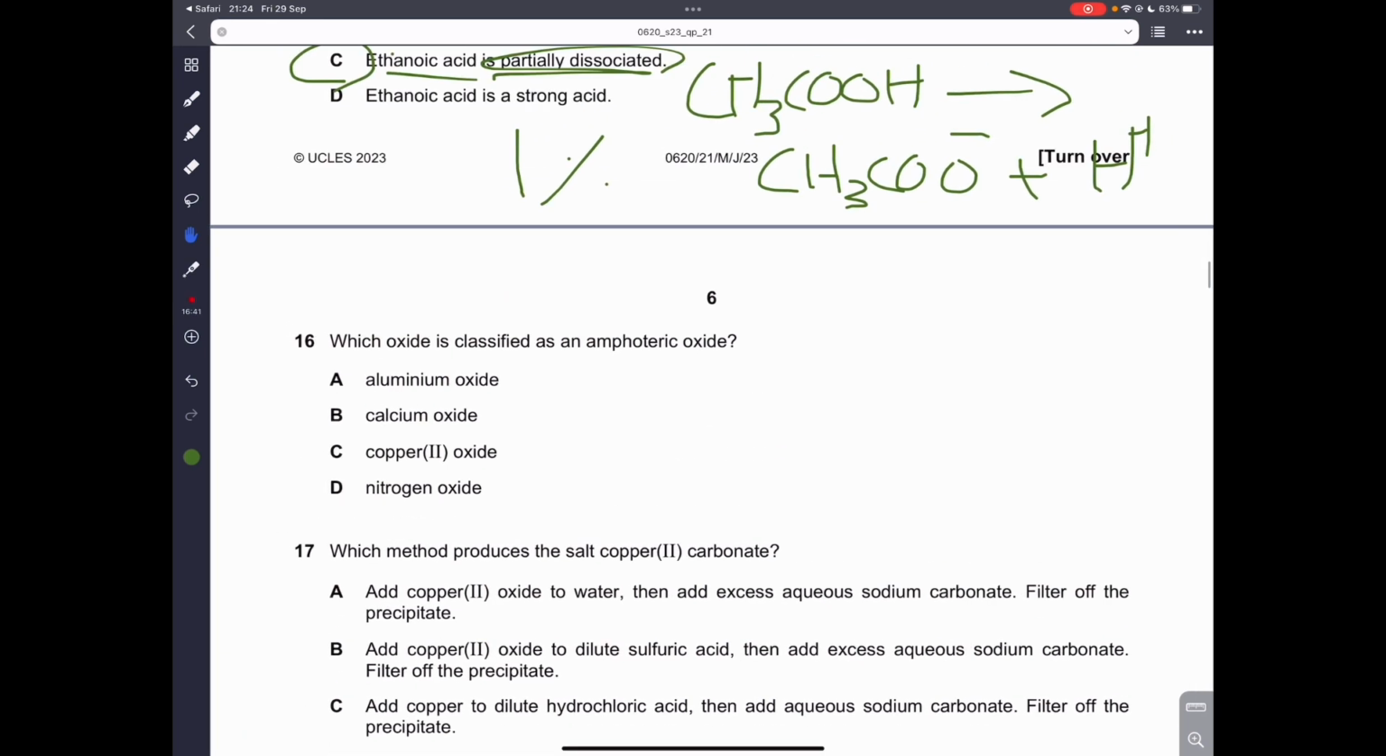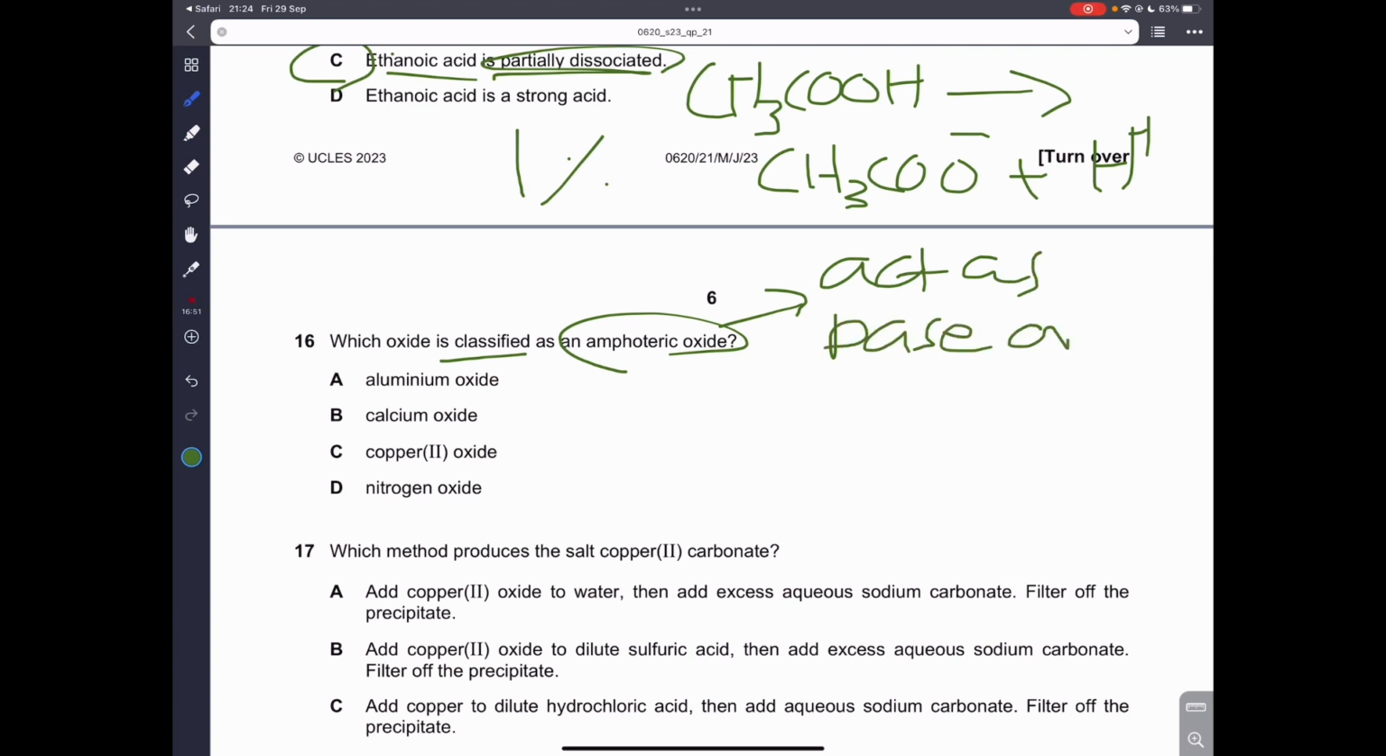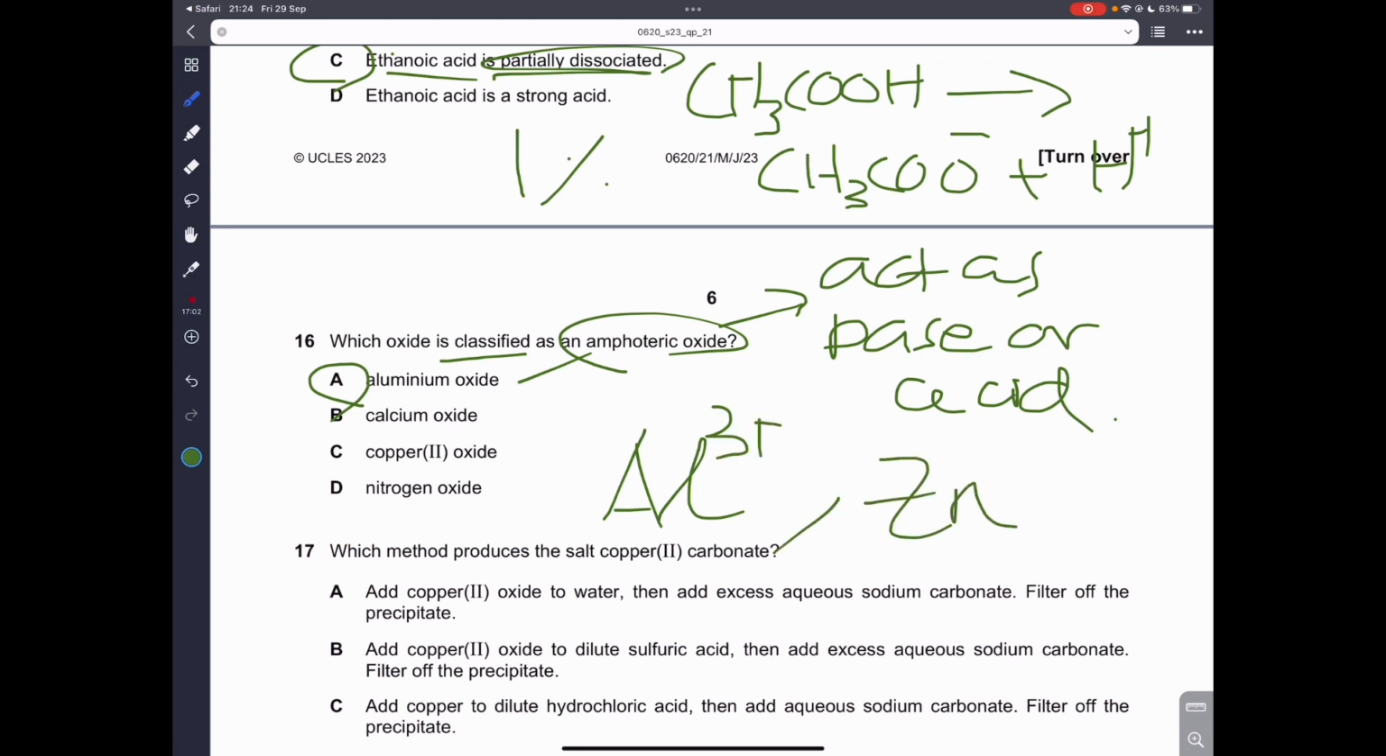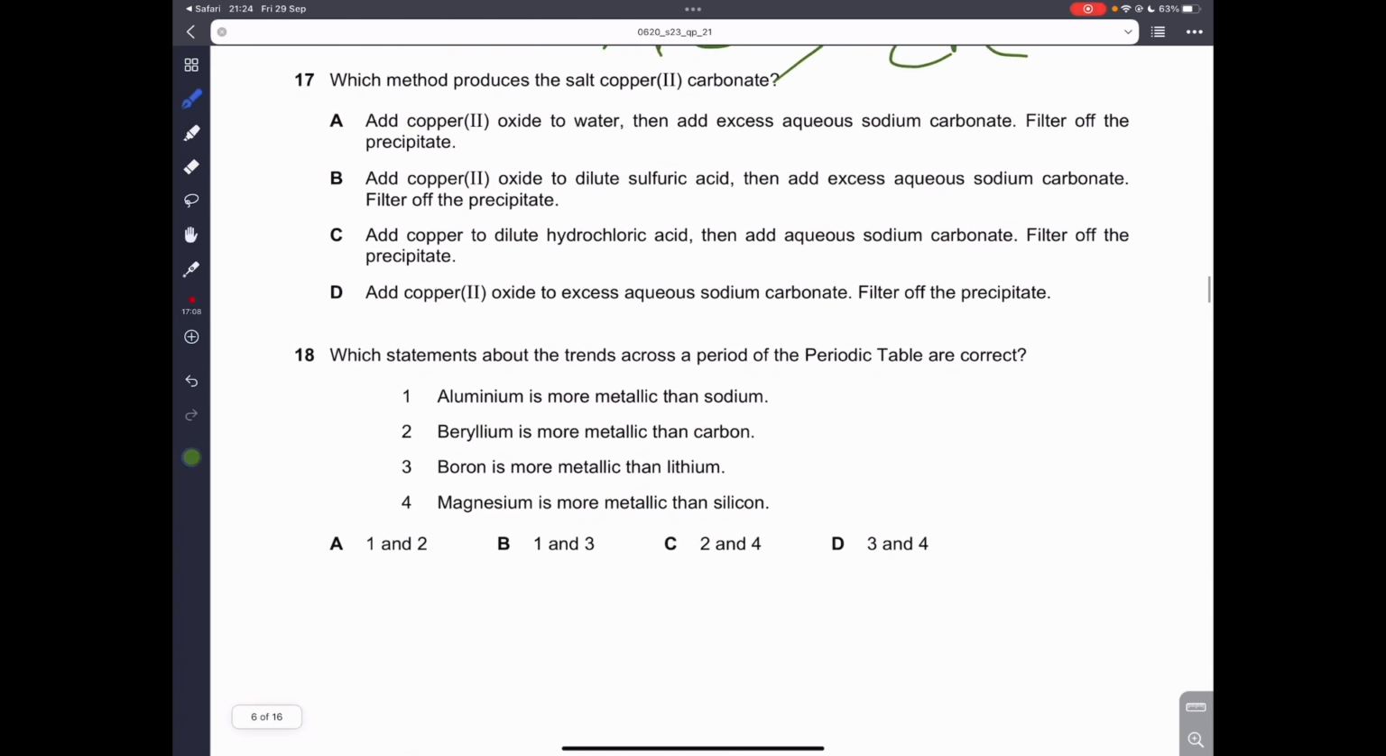Question 16. Which oxide is classified as an amphoteric oxide? Amphoteric oxide, remember the definition, can act as a base or acid. So this could be aluminum oxide. Remember, there are only 2 examples you have to remember for amphoteric oxide: aluminum oxide and zinc oxide.